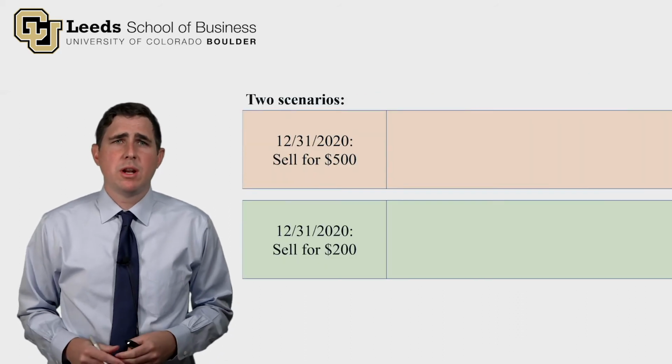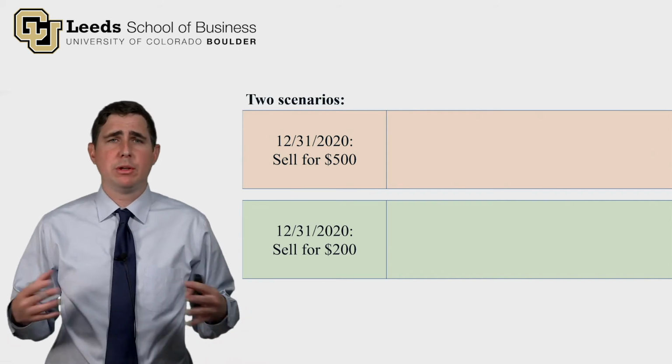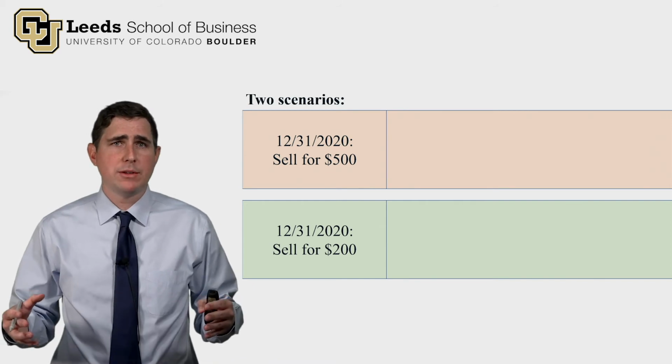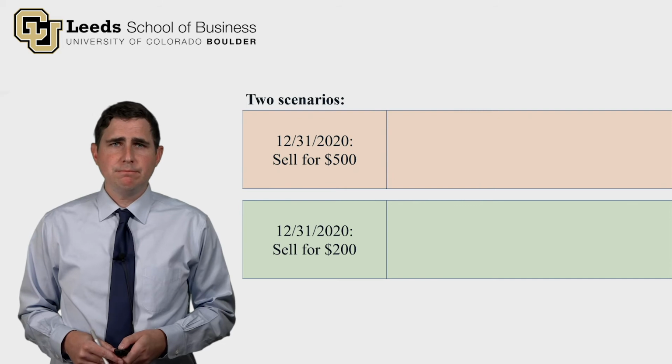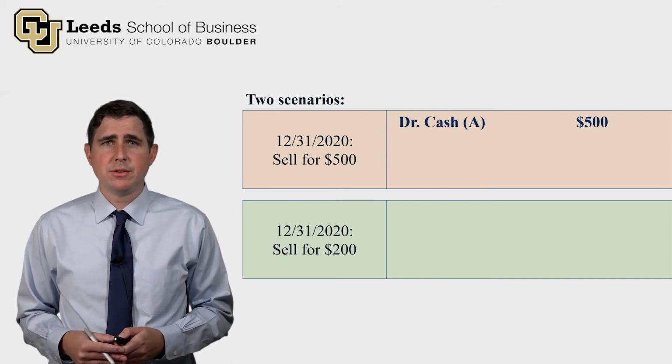Let's talk about two scenarios. The first scenario, we can get $500 for it. Treadmill desks are in fashion. Everybody's working from home, so everybody wants a treadmill desk. We could sell it for $500. What's the journal entry? Well, we're getting $500 for the desk, so we debit cash $500.